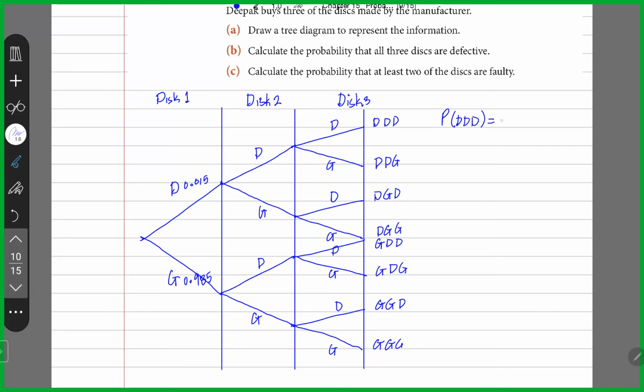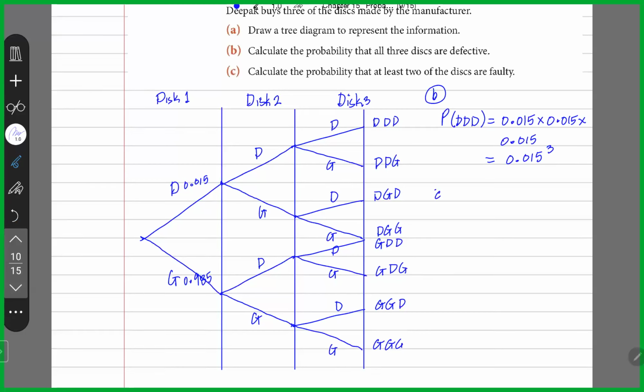0.015 times 0.015 times 0.015, which is the same as saying 0.015 cubed. All right, so somebody could work that out. Don't think we need to work that out per se. So that's the answer for B.